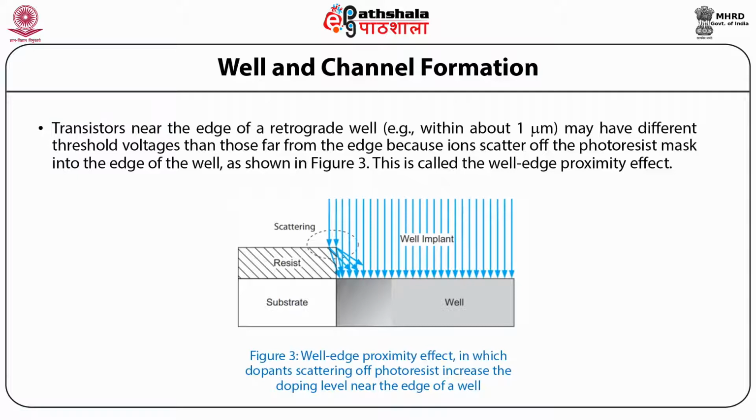Transistors near the edge of a retrograde well may have different threshold voltages than those far from the edge because ions scatter off the resist into the edge of the well, as shown in this figure. This is called the well edge proximity effect.